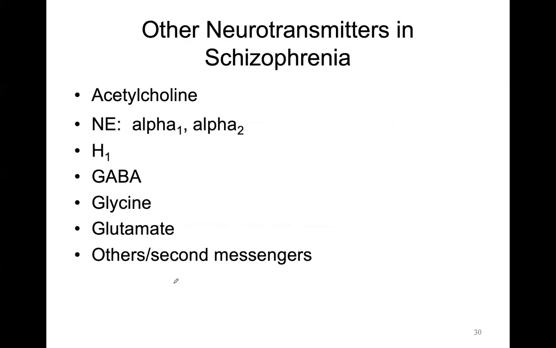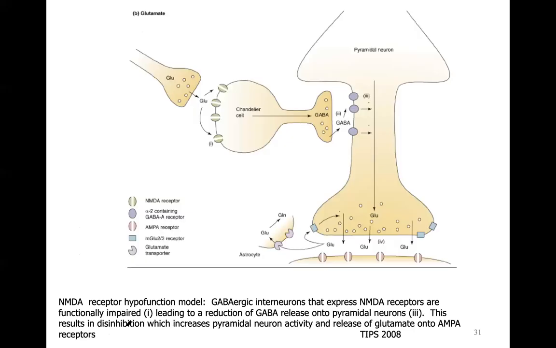So let's go over a few of the other transmitters. Acetylcholine has been brought in. We've mentioned norepinephrine. H1, the histaminergic system, has been suggested. We've seen GABA, glycine, glutamate, others have all been identified. And again, sometimes you find that these transmitters are inhibitory or excitatory, and people have tried to make a case for it. But probably, as we mentioned earlier this morning, we said that there was some NMDA hypofunction. So that was a target.